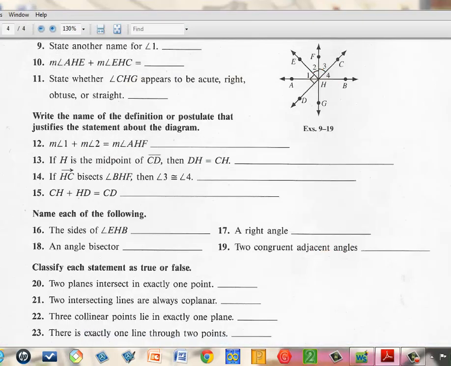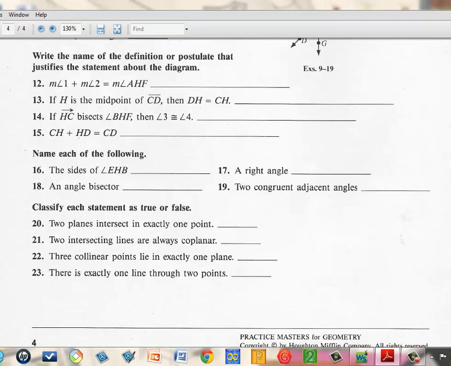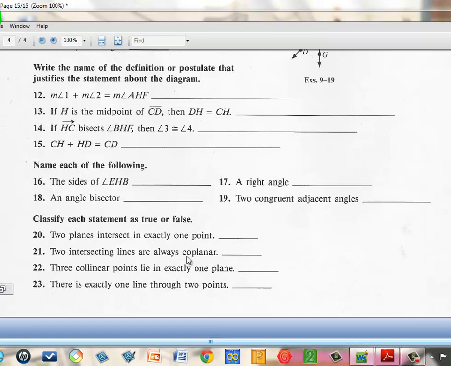All right, and the last section at the bottom, simple true and false. Again, please make sure you mark your answers down on these. Number 20, two planes intersect in exactly 1 point. We've been talking all chapter that when two planes, the front wall and the floor of the classroom intersect, they intersect in a line. So that statement would be false. Two intersecting planes are always coplanar, and that's a true statement.